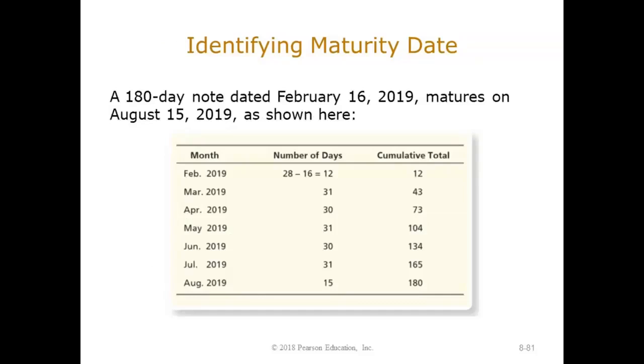We've got 28 days in February. We signed it on the 16th, so we've got 12 days outstanding. And then we can add the month of days and have a cumulative total. So on August 15th, this is when that note is going to come due. On a 180-day note with an original date of February 16th, the maturity date is going to be August 15th.